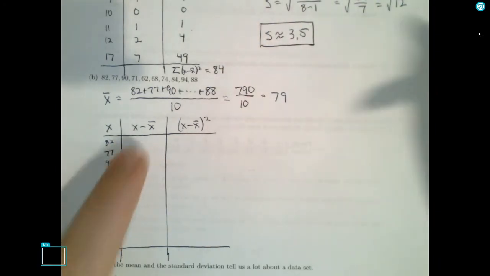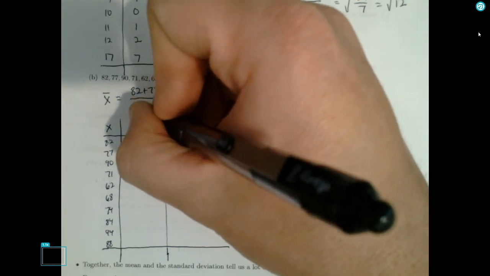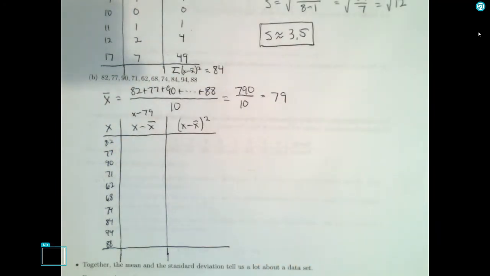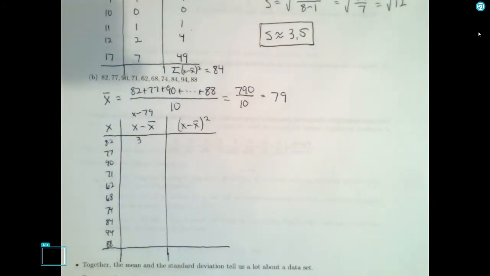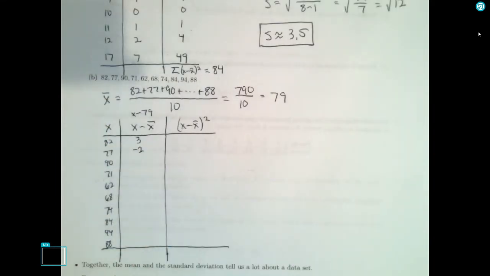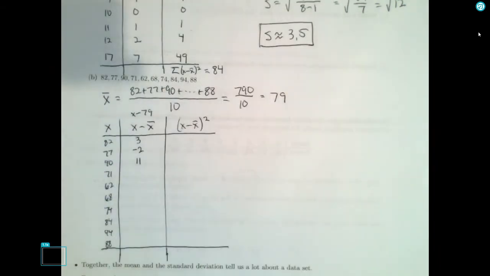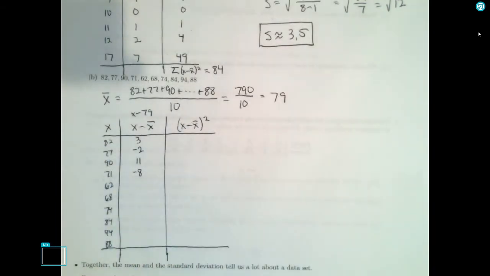So x minus x bar. Again, x bar is 79, right? So this is x minus 79. Okay. So let's see. I'm going to do 82 minus 79. That's 3. 77 minus 79 is negative 2. 90 minus 79 is 11. 71 minus 79 is negative 8. And so forth.